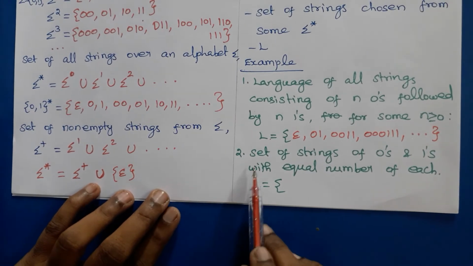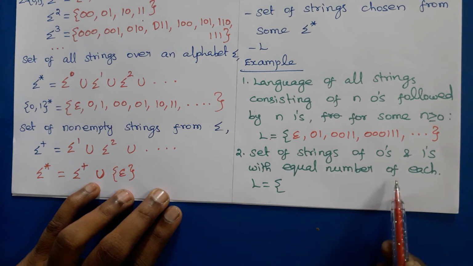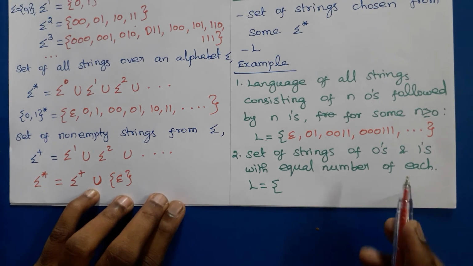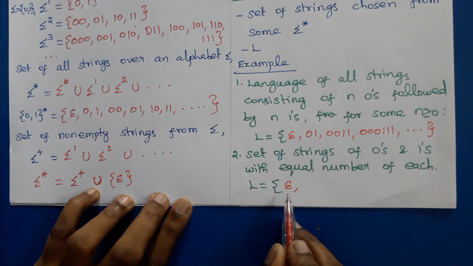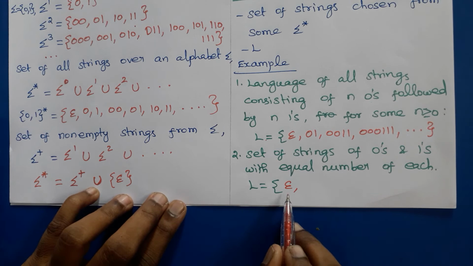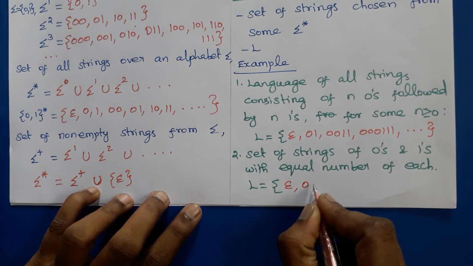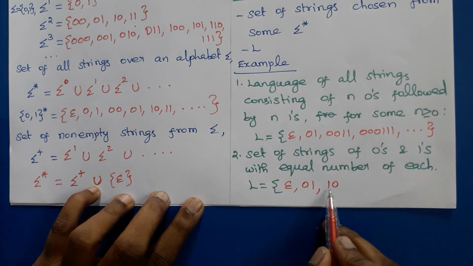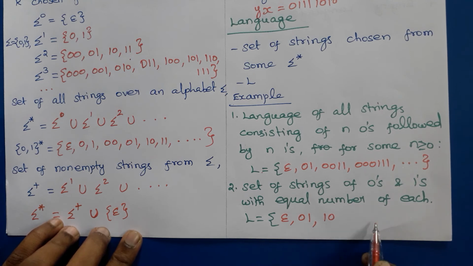Then the second example is a set of strings of zeros and ones with an equal number of each. So we have to write all the strings with an equal number of zeros and ones. Epsilon is also a correct string because it has zero zeros and zero ones. Then other combinations: 01 is a valid string because it has 1 zero and 1 one, then 10. Here also the number of zeros and ones are equal. Then we cannot write a string with 3 symbols or 1 symbol. Odd length strings cannot be included in this example because each string should have an equal number of zeros and ones.